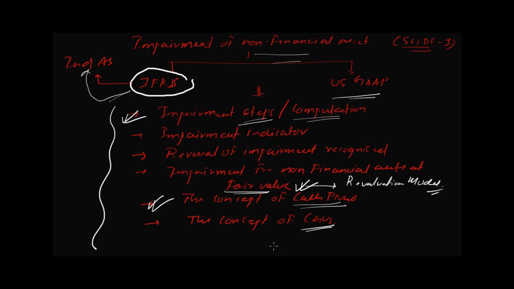CGU stands for cash generating unit. So my understanding is there is a difference between the CGU as defined in IFRS and as may be defined in US GAAP. So we will discuss. So these are the primary things that we are going to discuss over the videos.